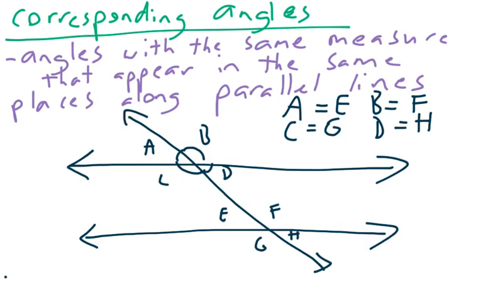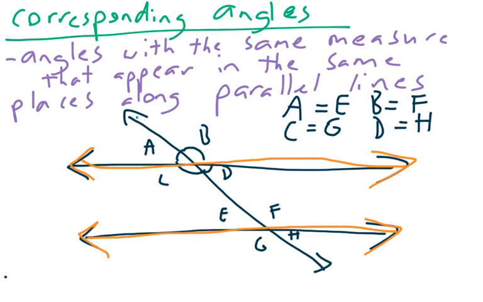Now there's also something called corresponding angles. What that means is that they're basically in the same place. The technical definition is angles with the same measure that appear in the same places along parallel lines. Parallel lines are lines that run across from each other and never cross each other, like railroad ties. This line that I'm coloring orange and this other one that I'm coloring orange are parallel lines. They run side by side and never cross.